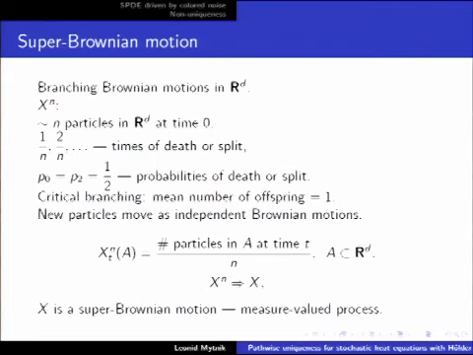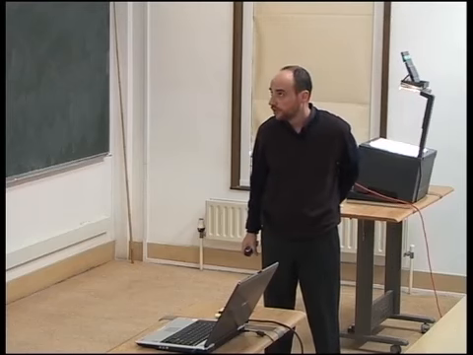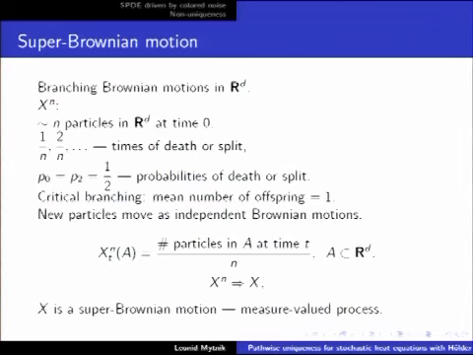The process can be built as a limit of such processes in the following way. You take of order n particles in R^d, and you take a very fast branching rate. Every time 1 over n there is splitting with probability 1/2 or dying with probability 1/2, which means this is a critical branching. And the new particles in the generation move as independent Brownian motions again. You define the empirical measure of the particles X^n, and this is a measure-valued process. And as n goes to infinity, this process converges to a measure-valued process, which is called super Brownian motion.